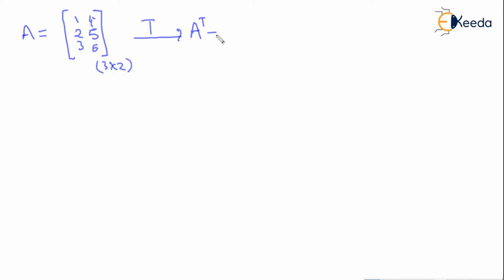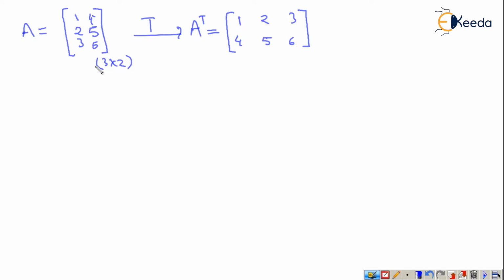For example, if we have A equal to, suppose, 1, 2, 3, 4, 5, 6. So this is a 3 cross 2 matrix. When transposed, A transpose will become, so you have 3 rows and 2 columns. So your column becomes your row. So this column 1, 2, 3 becomes your first row. 4, 5, 6 is your second row, right? So let's see some of the properties.